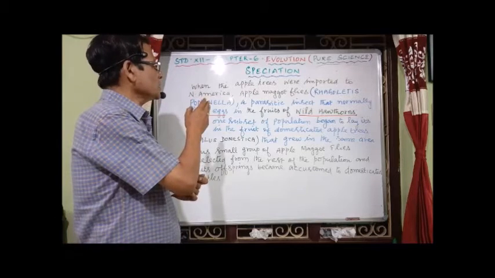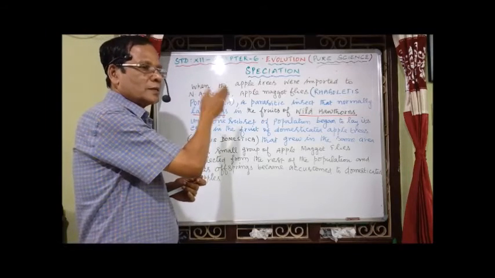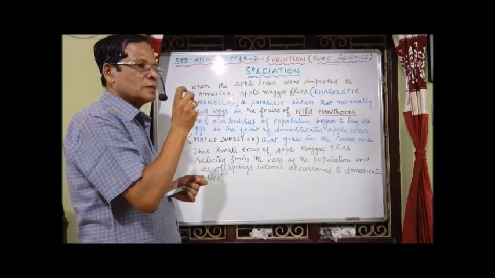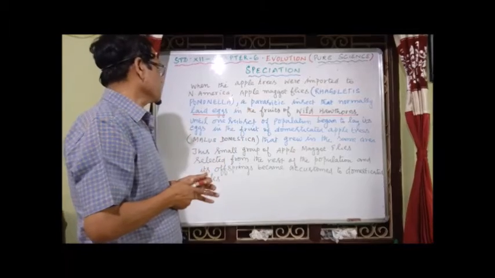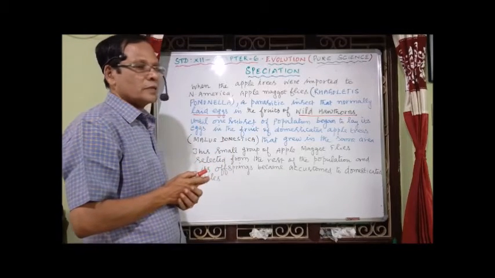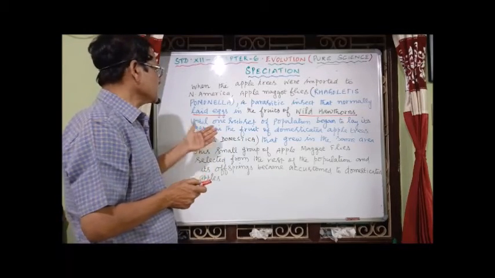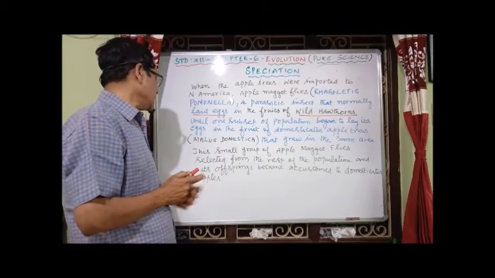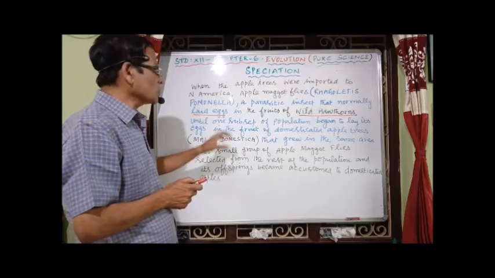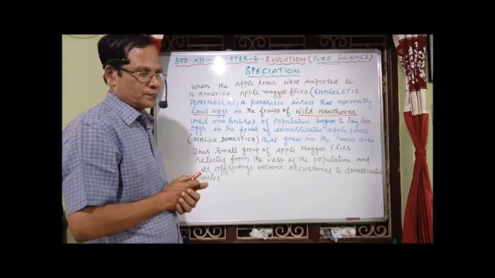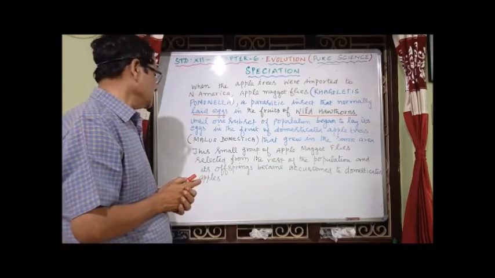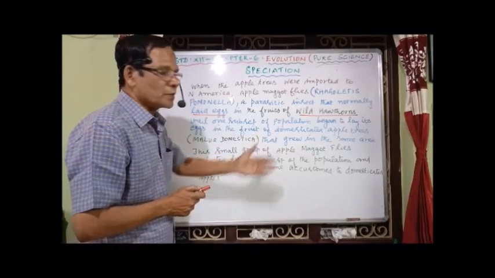So initially, the parasitic insect laid eggs in wild hawthorns. How long? Just until one subset of the population began to lay its eggs in the fruit of domesticated apple trees that grew in the same area. So this small group of apple maggot flies, which originally laid their eggs in wild hawthorns, was selected from the rest of the population.